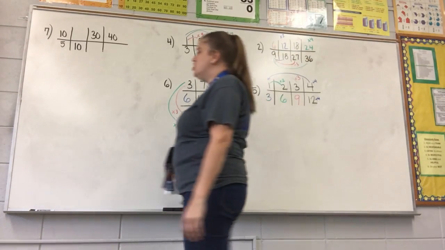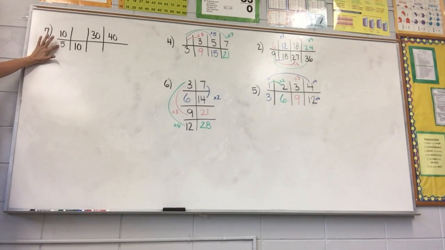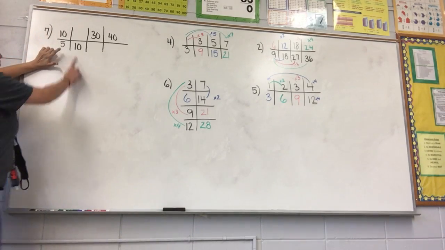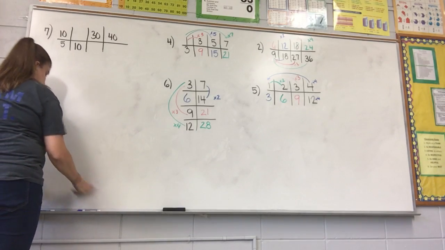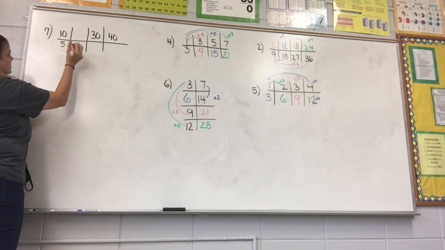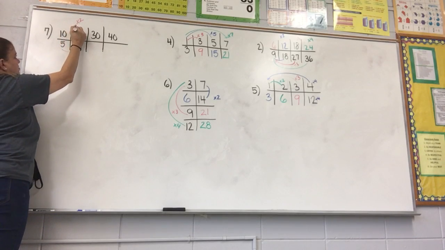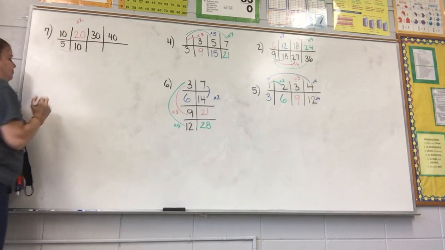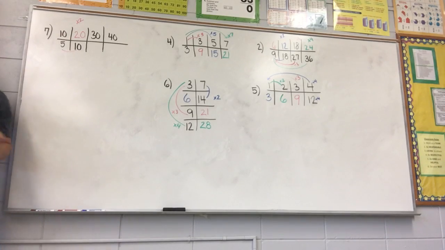Okay, so my full ratio is 10 to 5, correct? Yes. So let's start with the 10. How did we go from 5 to 10? Times 2, right? So what's 10 times 2? 20. Ray Chain, if you got that right.